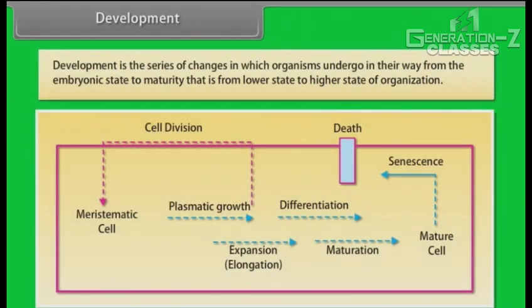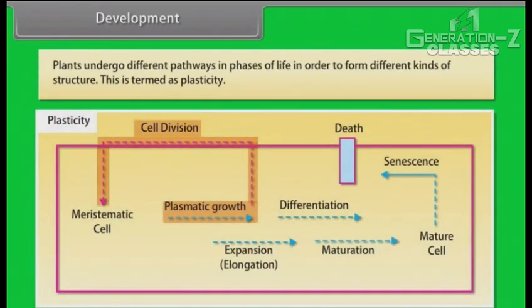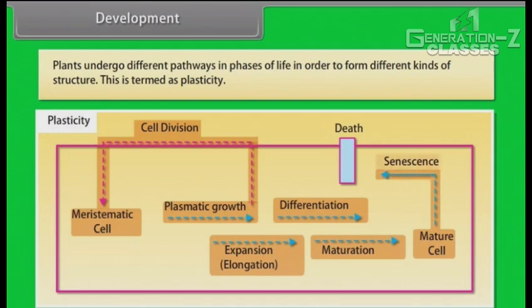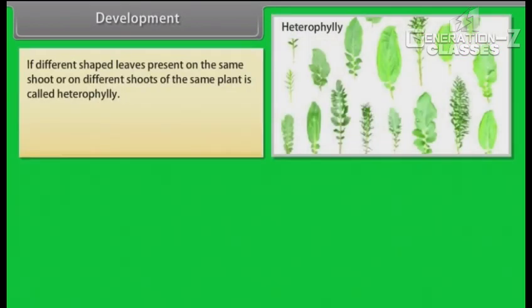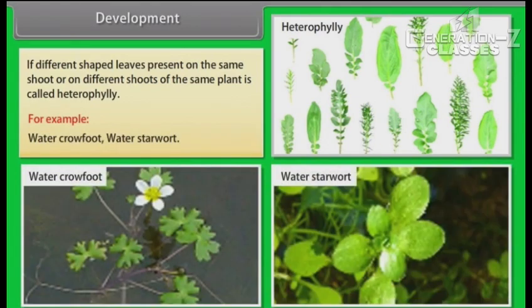Development. Development is the series of changes which organisms undergo on their way from the embryonic state to maturity, that is, from a lower state to a higher state of organization. Plants undergo different pathways and phases of life in order to form different kinds of structure. This is termed plasticity. If different shaped leaves are present on the same shoot or on different shoots of the same plant, it is called heterophylly. For example, water crowfoot, water starwort.